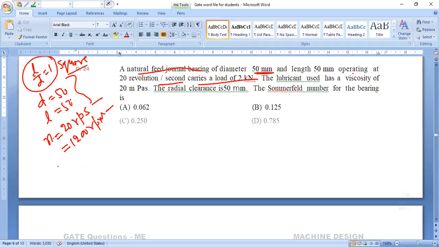Carries a load of 2 kilonewton. So W is 2 kilonewton. I convert it into Newton. So it is 2000 Newton.